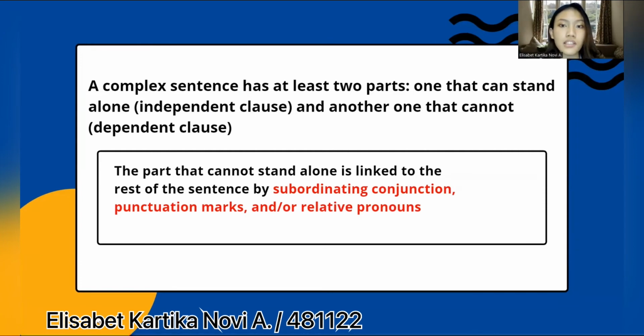Remember, an independent clause can stand alone. It doesn't rely on any other clause to make sense. It is independent and works on its own. Meanwhile, a dependent clause cannot stand alone. It needs additional information, which is the independent clause, so that the sentence would be complete and make sense.